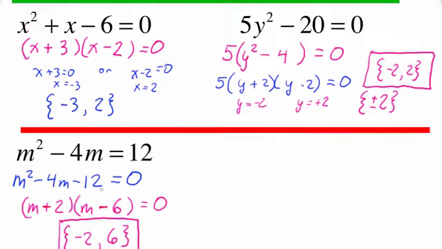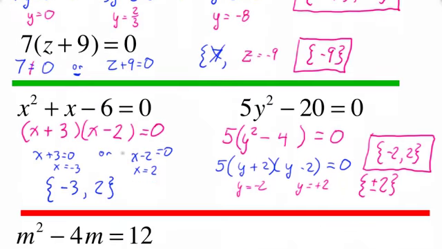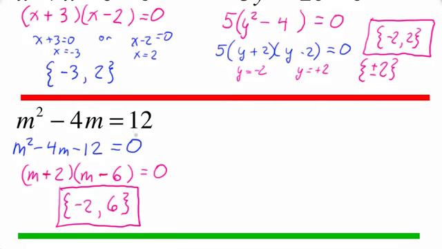All right. Going back to our list of rules, the first thing we want to do is set it equal to 0. Then we factor one side of the equation, and then we use the zero product rule. So in this last example, we had to do all three of those steps. We set it equal to 0, we factored, we used the zero product rule.